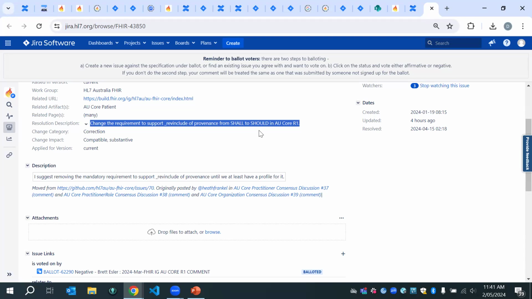So you'll get a green tick if you support it. If you don't, you'll just get a skip, not a cross. Yeah.